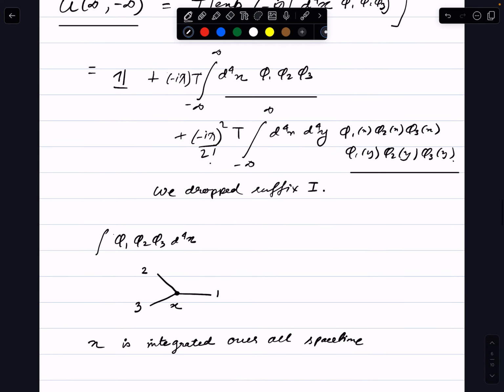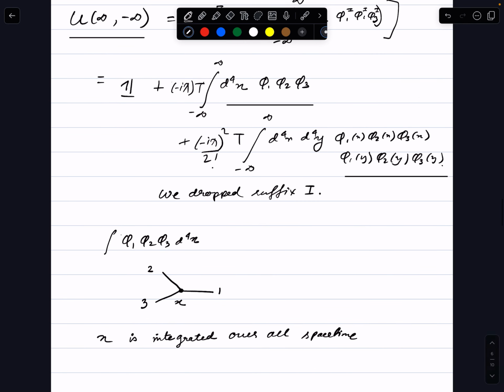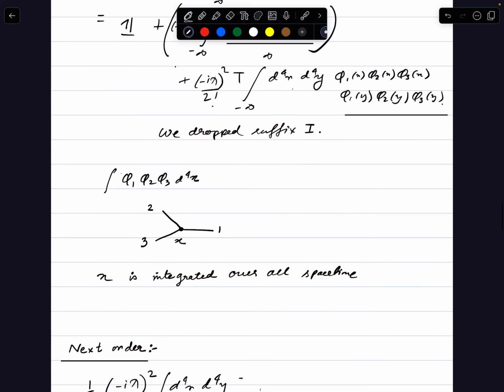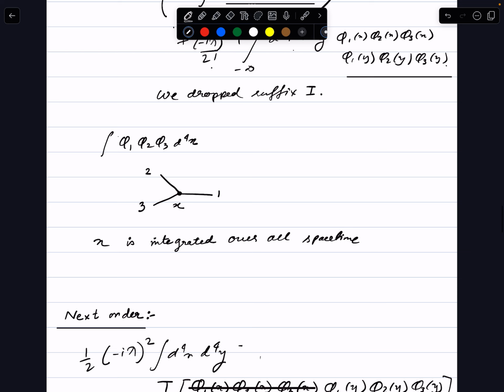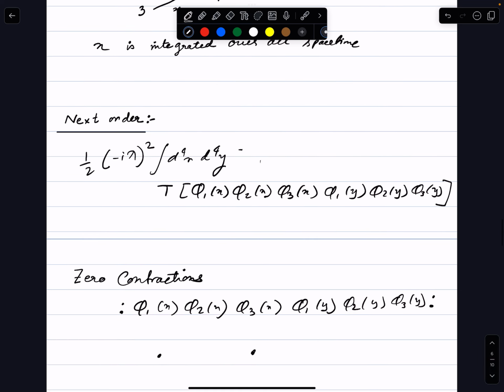So this is just a way to diagrammatically represent this term in the integral. This is not yet a Feynman diagram. We'll see Feynman diagrams in the next class. These are some pre-Feynman diagrams, you can say. Okay, and this becomes interesting in the next order.